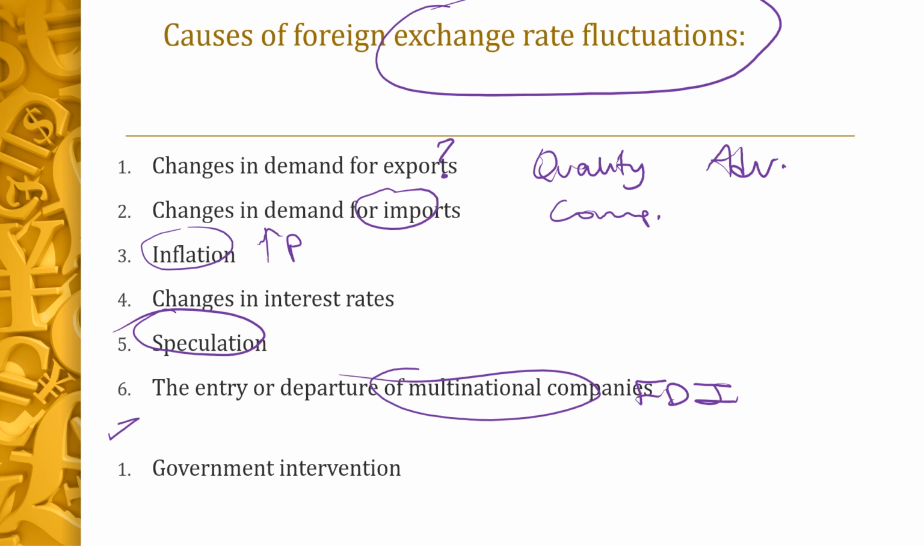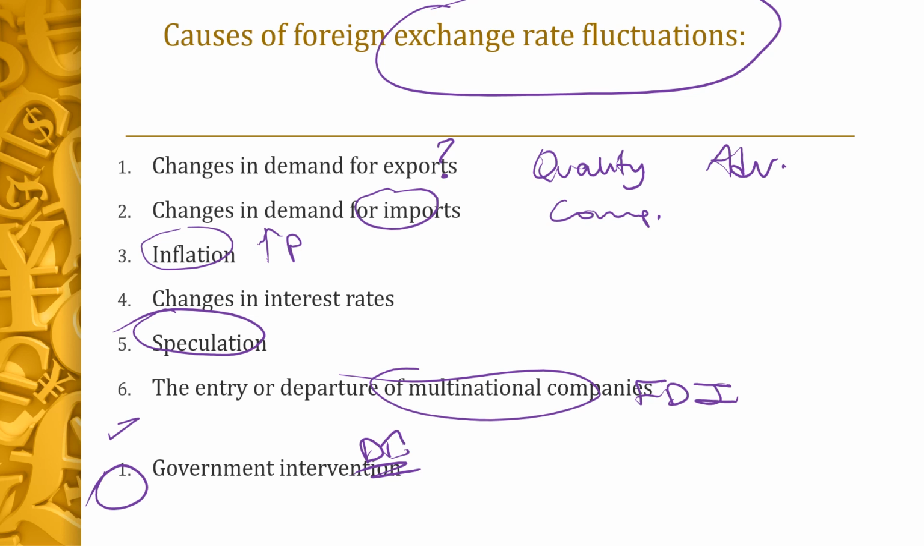It requires a Japanese car maker to buy Indian rupees in order to pay for the materials, labor, and other production costs. So this is considered inward foreign direct investment, and at that point they will be demanding more rupees, and on the contrary, outward foreign direct investment will increase the supply of the currency.